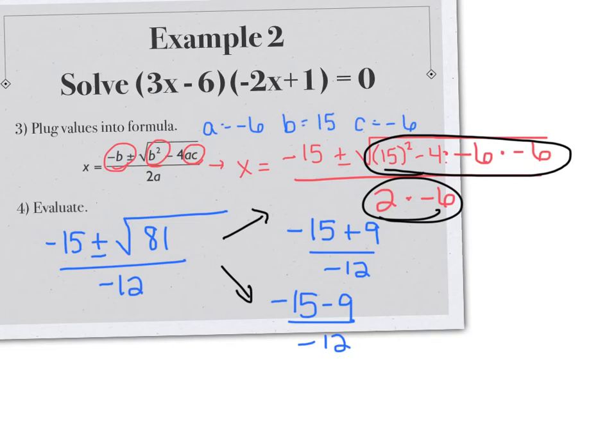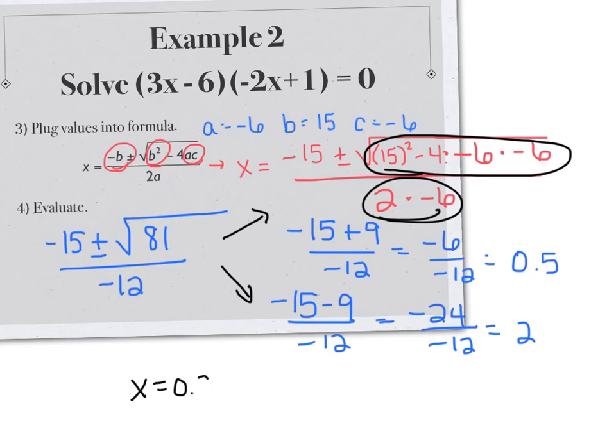Well, let's see, negative 15 plus 9 would be negative 6. And negative 6 over negative 12 is 1/2 or 0.5. Here, negative 15 minus 9 is negative 24. And negative 24 over negative 12 is equal to positive 2. So your final answers on this one are x could equal 0.5 or x could equal 2.